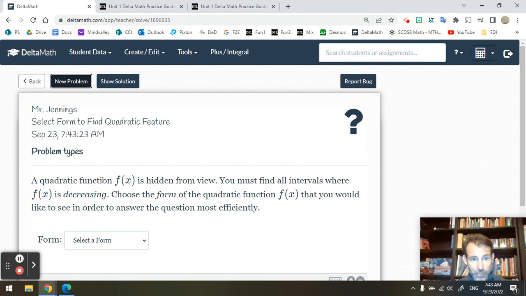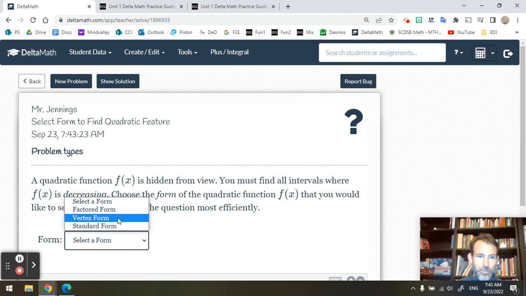We want to find all the intervals where f of x is decreasing. Let's see if I can take this type of problem out. Actually, no, this one you should be able to do from vertex form. This one is not so bad from vertex form. You don't need calculus here. So we can just use vertex form. The vertex form would help us with this most efficiently.